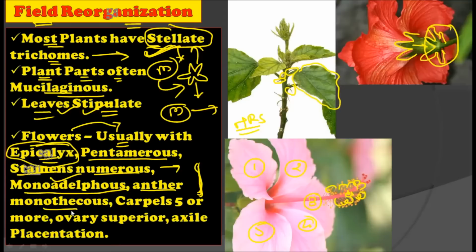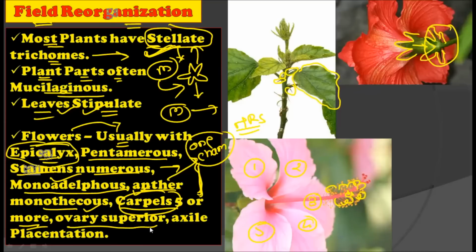Then the anthers are monothecous. That is, anthers contain only one chamber. All right. So anthers of the Malvaceae family are said to be monothecous. Carpels are generally 5 or more. There are 5 or more carpels present in the Malvaceae members. Then the ovary is superior. That is, if you observe the ovary, it will be present on the receptacle like this, and all the other floral parts come from below the ovary. Such a condition is called a superior ovary.